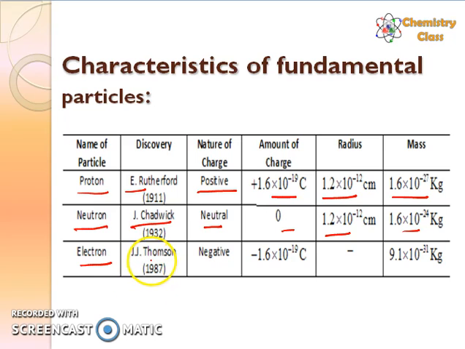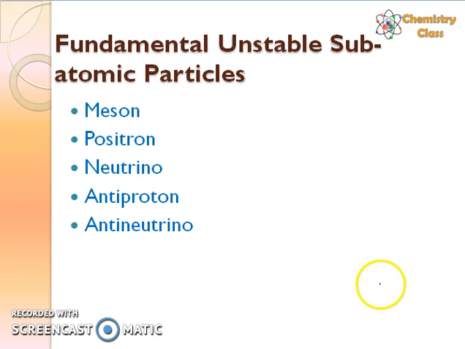It was discovered by Thomson. It has a negative charge and the amount of charge is minus 1.6 into 10 to the power minus 19. There is no radius for the electron till now. And the mass of the electron is 9.1 into 10 to the power minus 31 kg. So we learned about the characteristics of the fundamental particles of an atom.